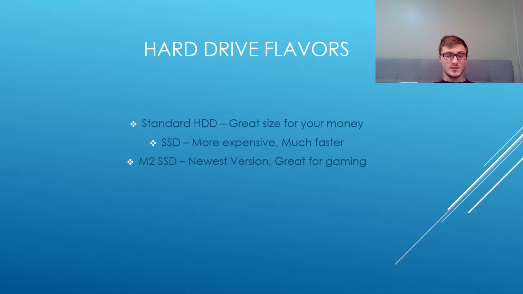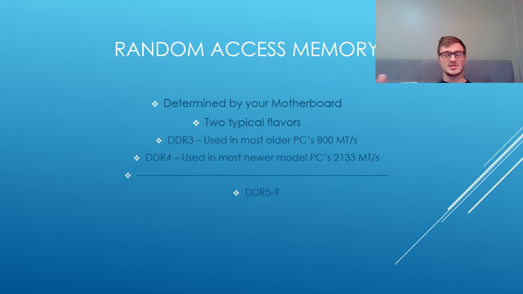Now with hard drives, the first part, there are a couple flavors. You have your standard hard drive, which is great for your money, big on size, not great on speed though. Then you have the SSDs. Those are more expensive, much faster, but generally a little bit smaller. The M.2 is just going to be the newer version of the SSD.